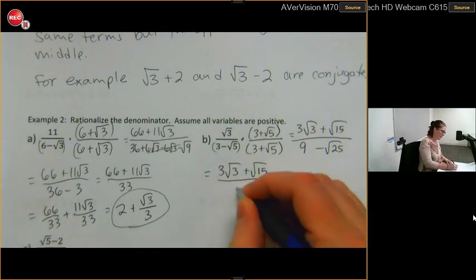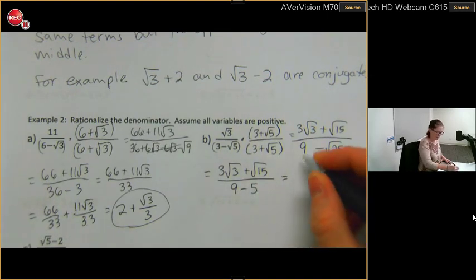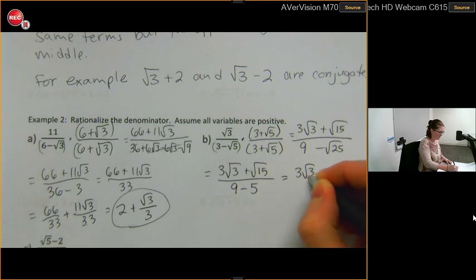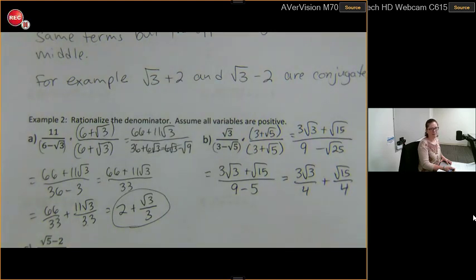So then it's 9 minus 5, which is 4. And then I'm just going to split up into two separate fractions. And this time nothing simplifies, so this is it.